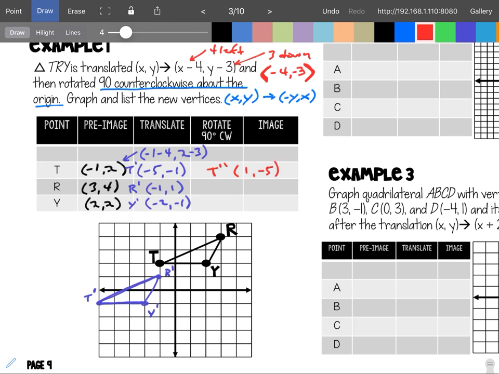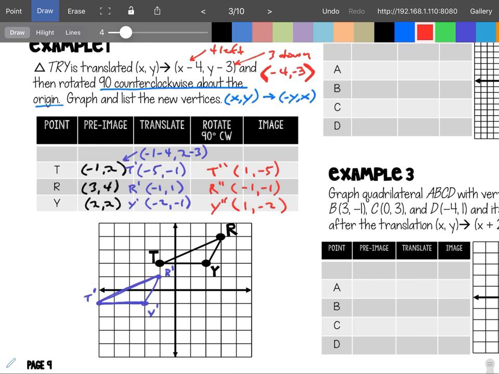So the negative of the y would be 1, and then there's the x. And then R double prime, take the negative of the y, and then write the x. And then Y double prime, take the negative of the y and switch the x over there. So there you go. Let's graph that one now.